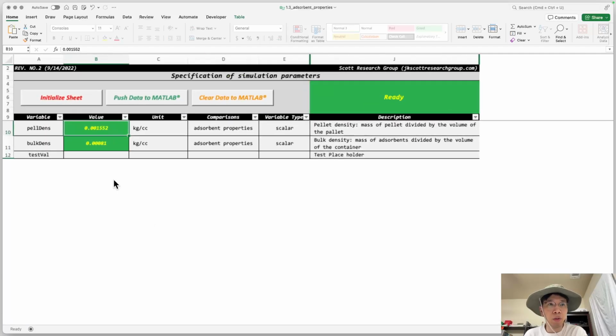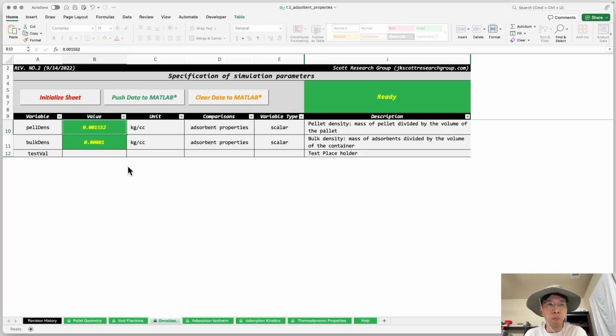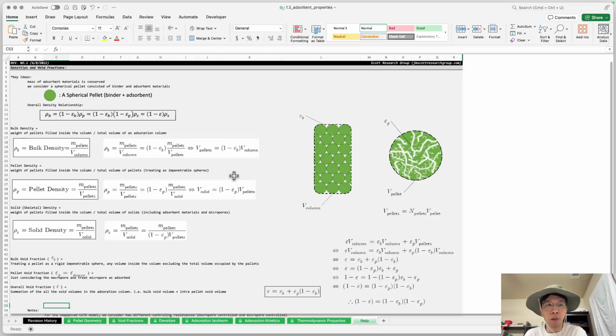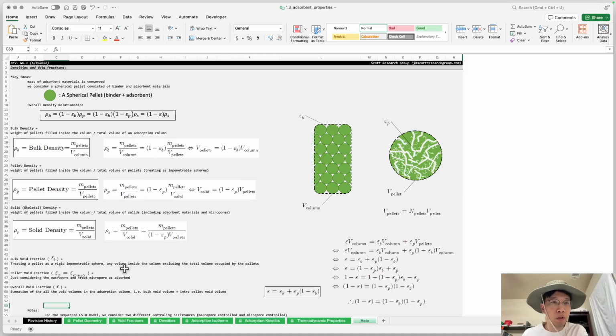Densities are also important, right? Experimentally, you measure in the lab the pellet density and the bulk density of the adsorbent pellet. If you are ever confused, I defined all these density definitions in this help tab, so you should be able to figure out which density to provide based on it.